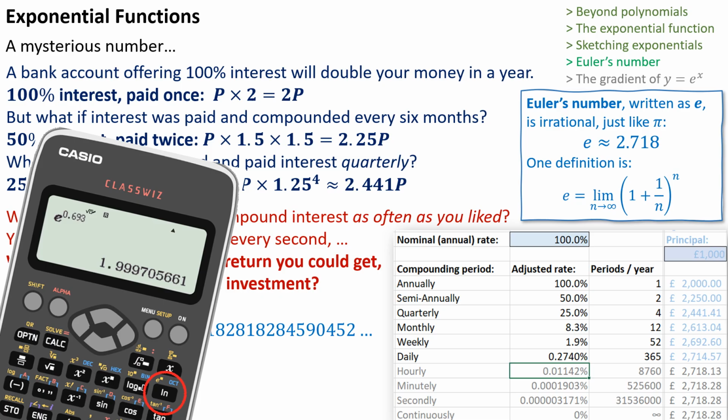We'll learn about logs in due course fairly shortly, but for the time being, that's the button you need to look for. You do Shift and then the LN button, then you can give a power of whatever you like. If you do e to the power of 1, you should get 2.7 something. I've chosen e to the power of 0.693 because it gives me a number that's very close to 2.